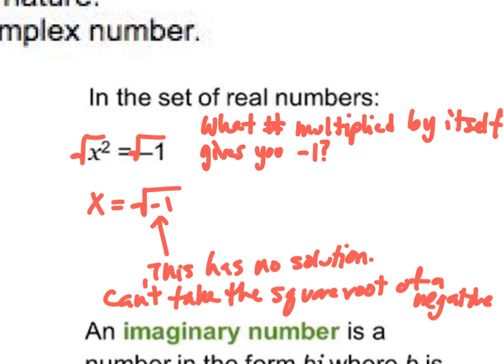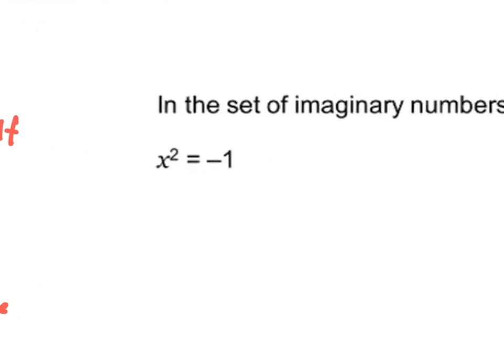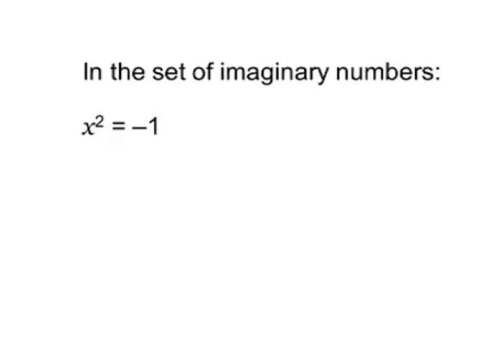If you take 1 times 1, that gives you 1. If you take negative 1 times negative 1, that gives you 1. So anytime that you square a number, you get a positive number. So when you have x squared equal to a negative number, you can't evaluate it. Until now. That's in the set of real numbers. There are no real numbers that will answer this question, so we have to come up with a new system called imaginary numbers.